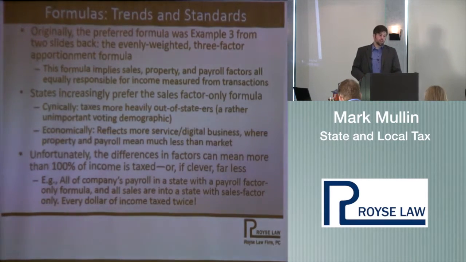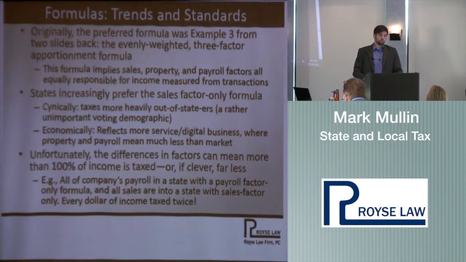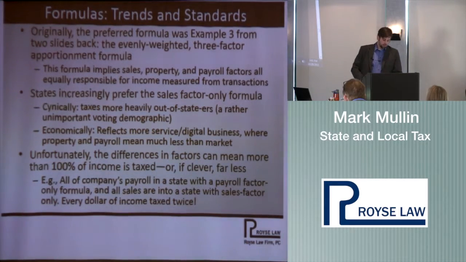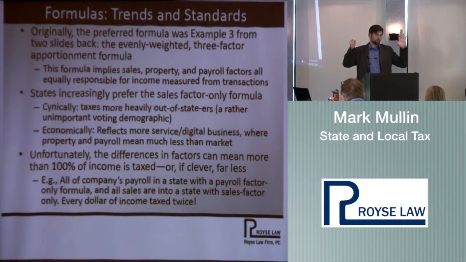Unfortunately, one of the things about having apportionment formulas that are different between states is you can very easily, without proper planning, get yourself double taxed on income. For instance, say you have a company in state A and you're selling entirely to state B. So all your payroll and property is in state A and all your sales are in state B. If state B has a pure sales factor formula and state A has pure property and payroll, then each of them are going to tax 100% of your income. So that would be disastrous in that theoretical situation.